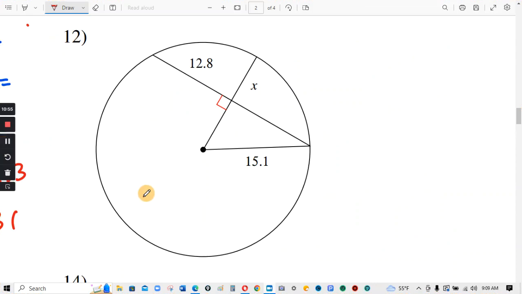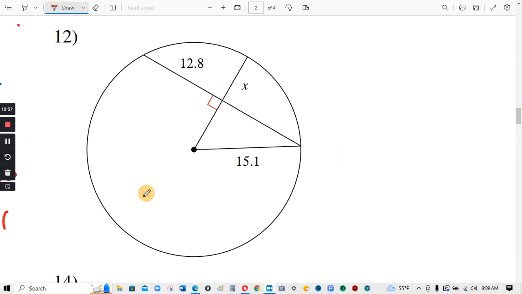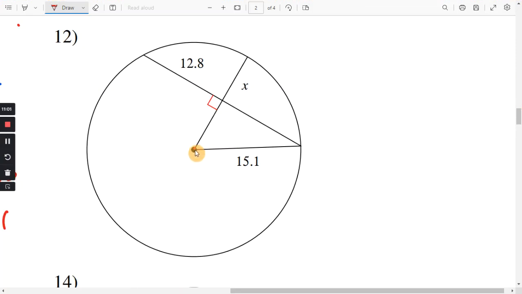All right, number 12 is a little bit easier. I don't think you have to add anything to this. This is the center, so this is a radius. It's perpendicular. That means this piece is congruent to this piece. The chord is bisected. So this is going to be 12.8 right here. All right, if this is a right angle, this is also going to be a right angle. So solve for this side right here.